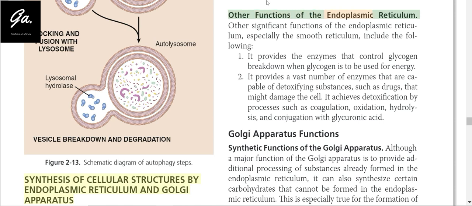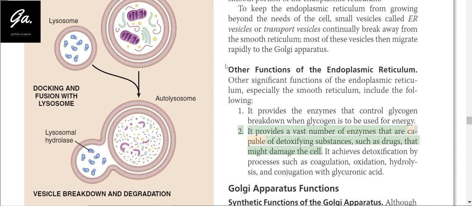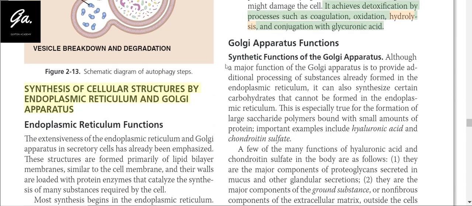Other functions of the endoplasmic reticulum. Other significant functions of the endoplasmic reticulum, especially the smooth reticulum, include the following. 1. It provides the enzymes that control glycogen breakdown when glycogen is to be used for energy. 2. It provides a vast number of enzymes that are capable of detoxifying substances, such as drugs, that might damage the cell. It achieves detoxification by processes such as coagulation, oxidation, hydrolysis, and conjugation with glycuronic acid.